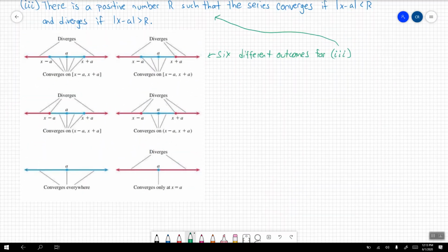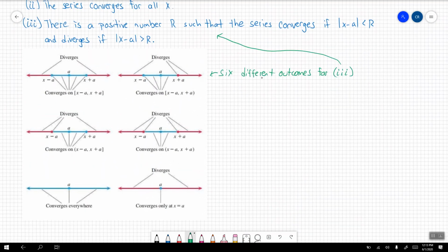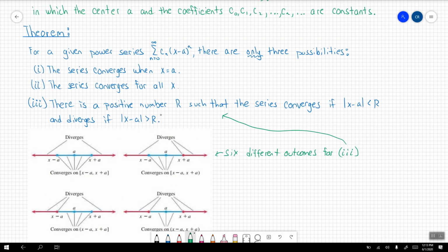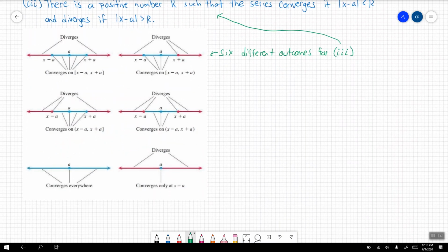Now, for part 3, there are 6 different outcomes for part 3. And this is where I said it was kind of misleading, because there are only 3 outcomes, and these are the 3 outcomes for this theorem. However, part 3 breaks down into some more different outcomes. The different outcomes are here.